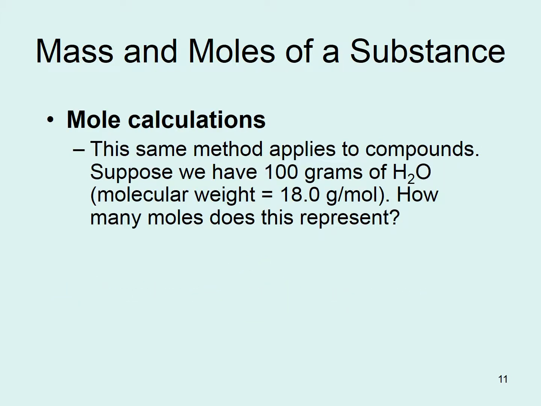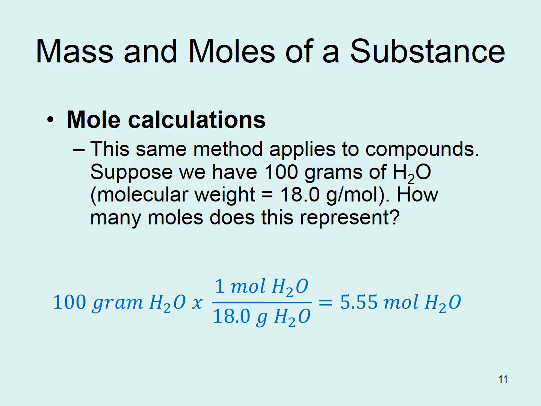So the same method applies to compounds. So let's say we have 100 grams of water with a molecular weight of 18.0 grams per mole. How many moles does this represent? So it's the same thing, 100 grams of water, and we divide by 18 grams per 1 mole. 1 mole goes in the numerator, so the grams cancel, and that gives us 5.55 moles. 100 grams is 5.55 moles of water.